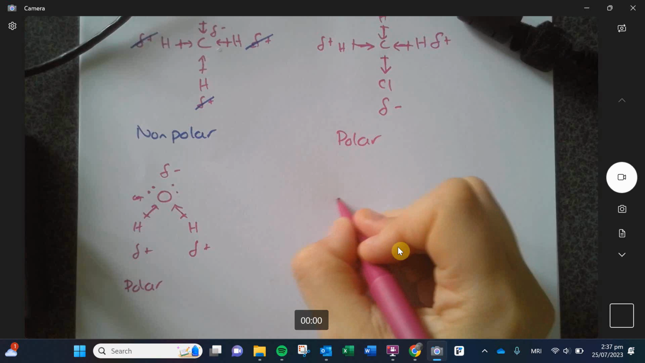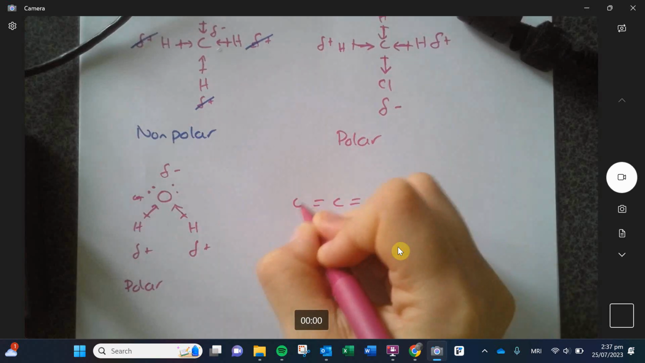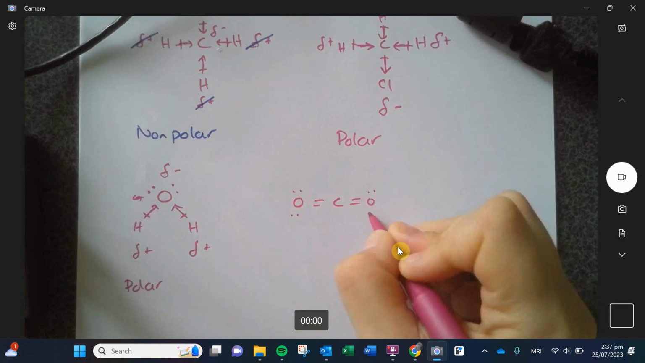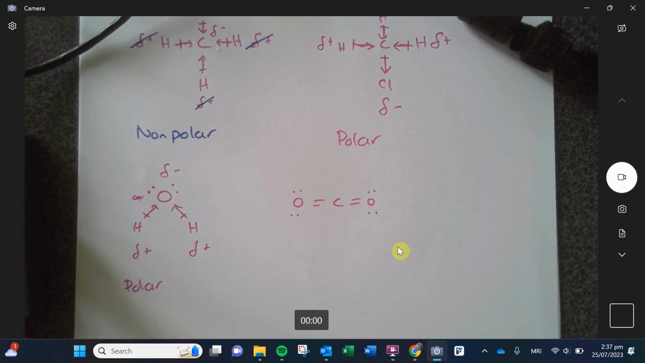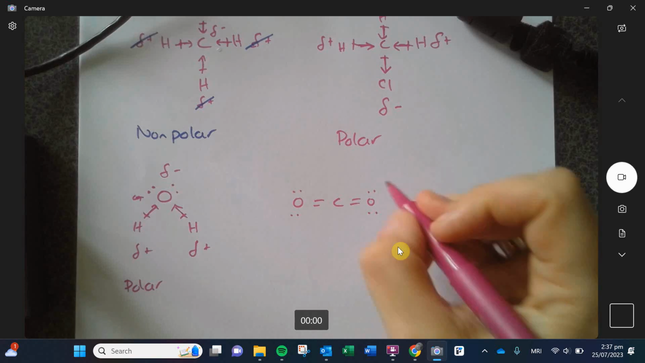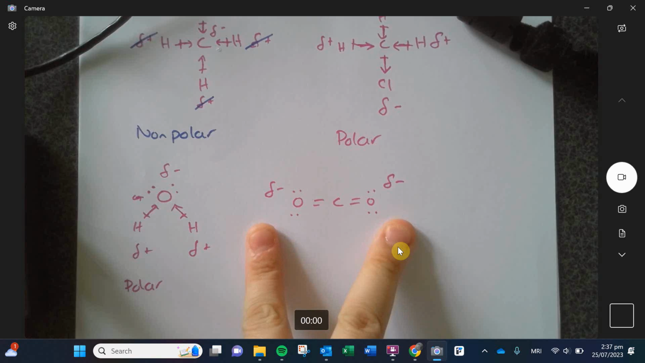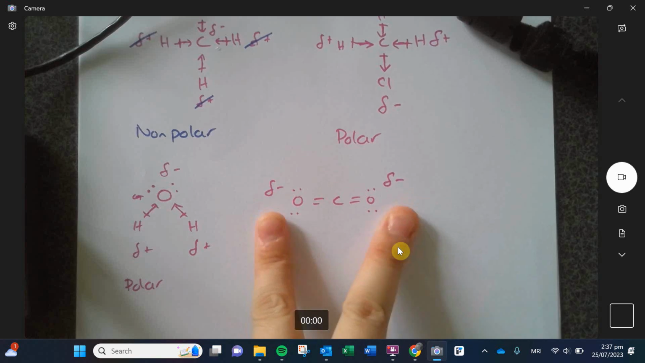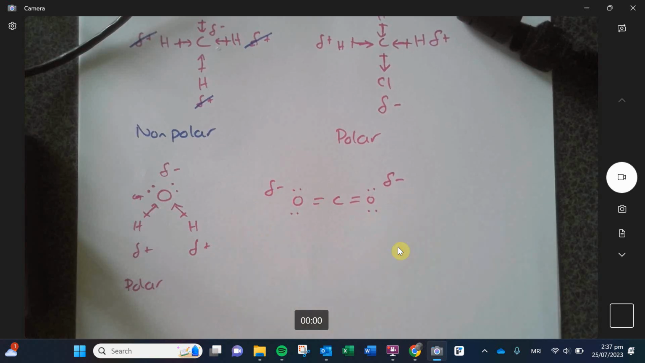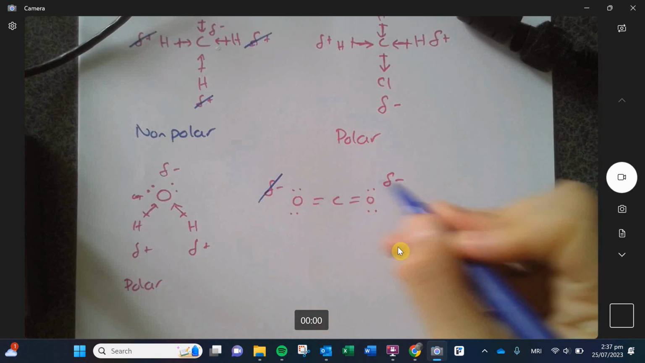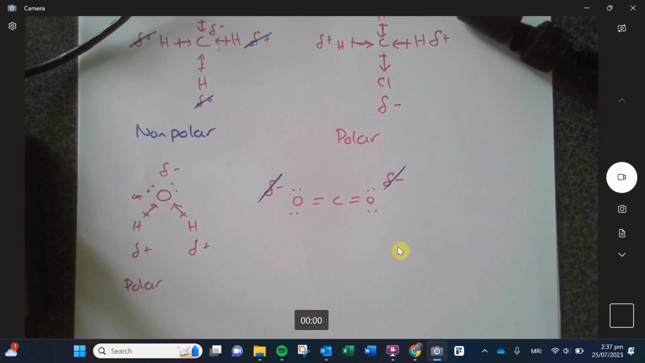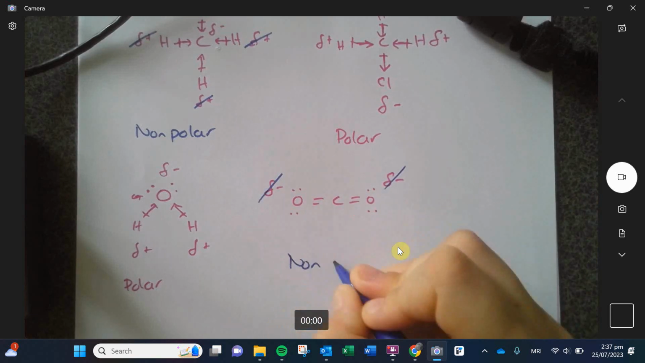Let's look at another one like carbon dioxide. So we know that the oxygens are more electronegative than the carbon. When I look at that, it's the difference between 3.5 and 2.5. But in this case, the negative ends are on opposite sides, and it's the same charge. So those will cancel out. And so that one will be nonpolar.